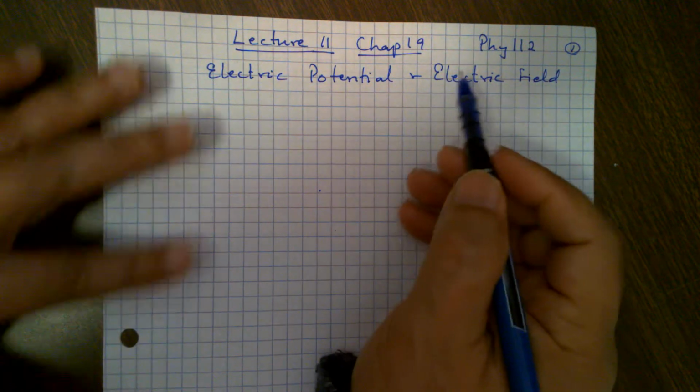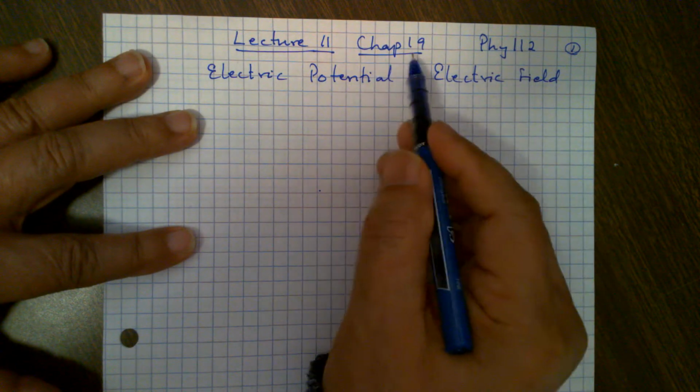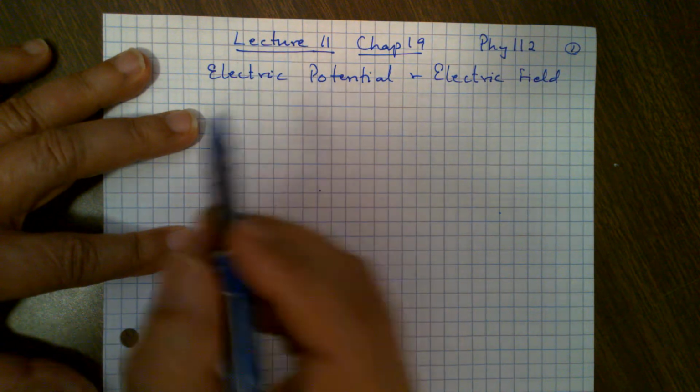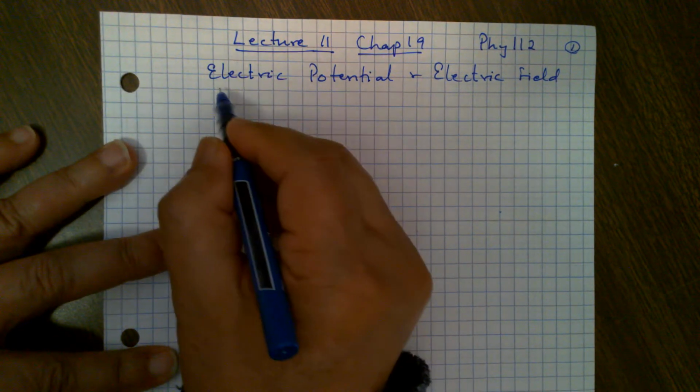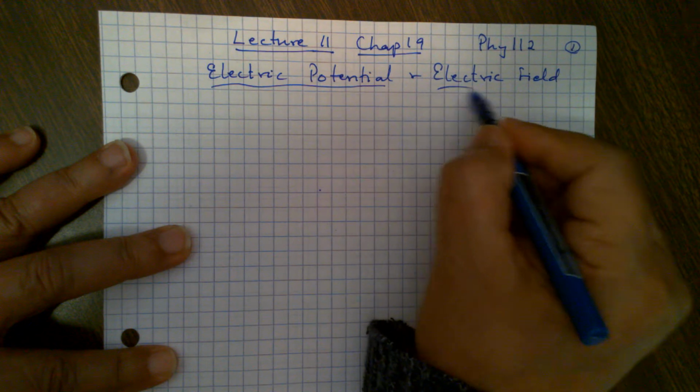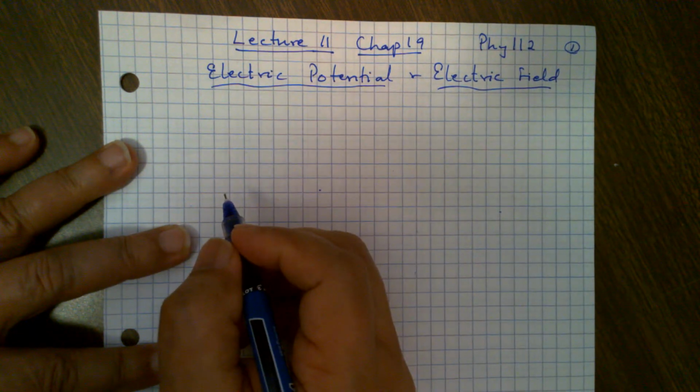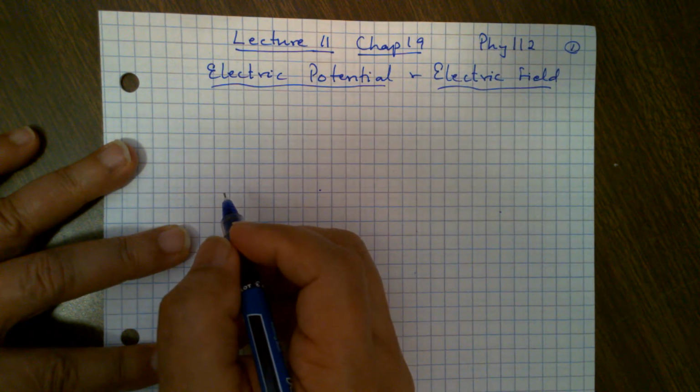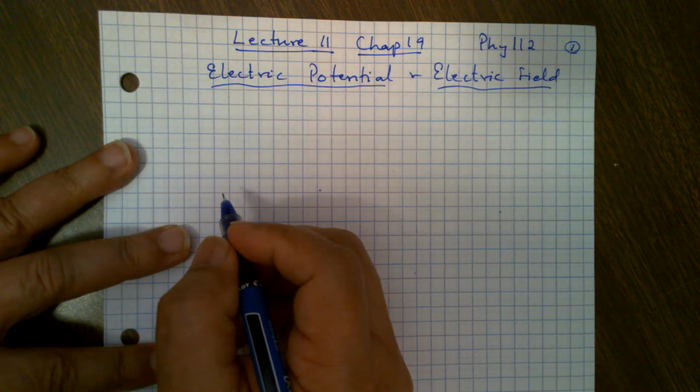Okay, this is Physics 112, Chapter 19. This is Lecture 11. And we are going to talk about electric potential and electric field. So, in mechanics, we always talk about gravitational potential energy.